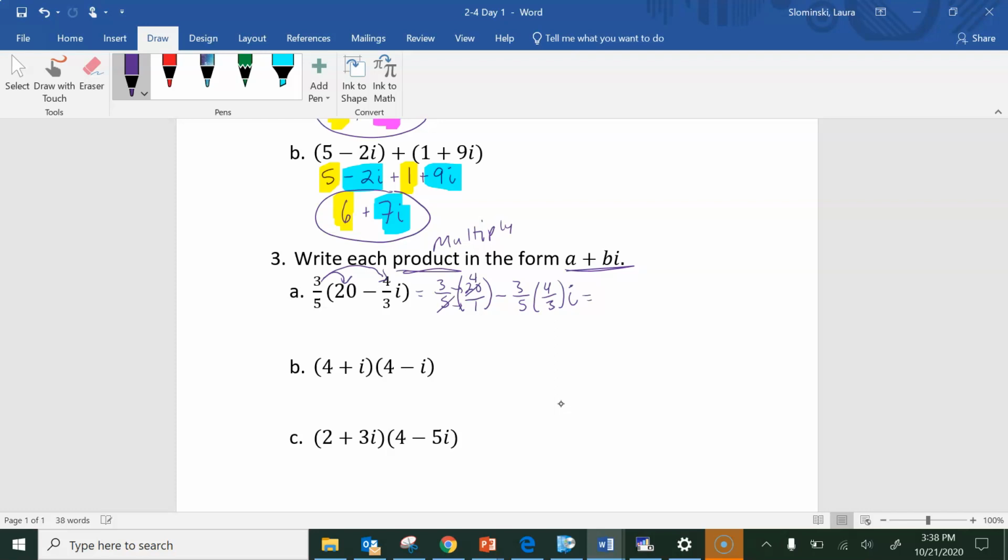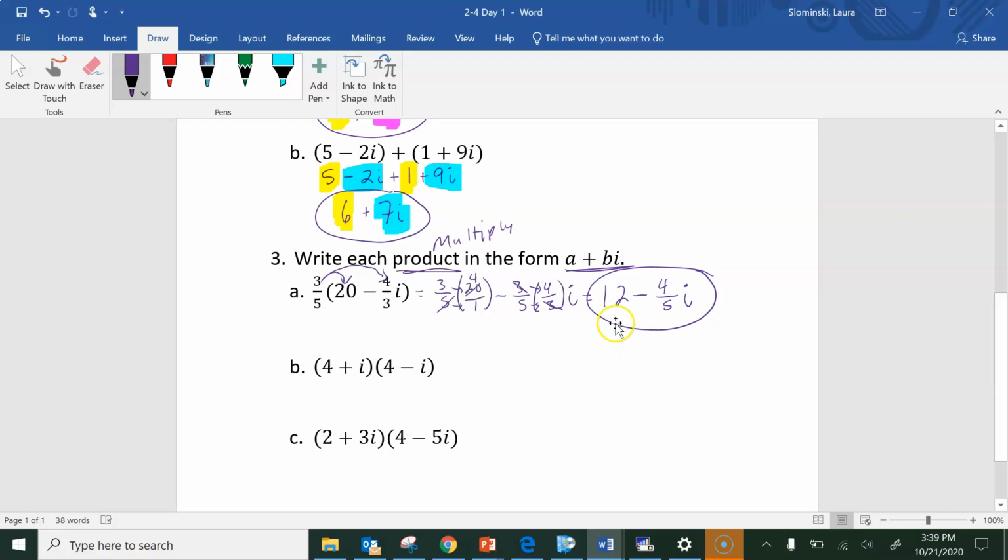So 3 times 4 gives me 12 minus, and then same thing here. I can't do 3 divided by 5, but this 3 can cancel with this 3. So then when I multiply across, I'm just left with 4 over 5i. That would be my final answer. Okay, so it doesn't have to be pretty.